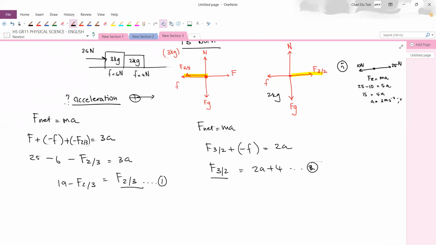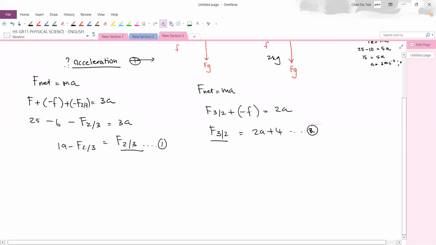Did you study that Newton 3 law? The definition. Yeah. You must just be able to rewrite that.